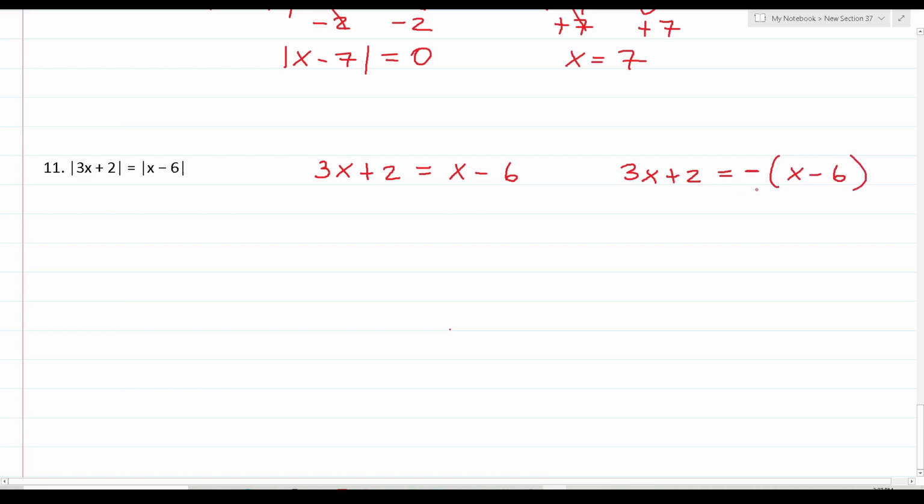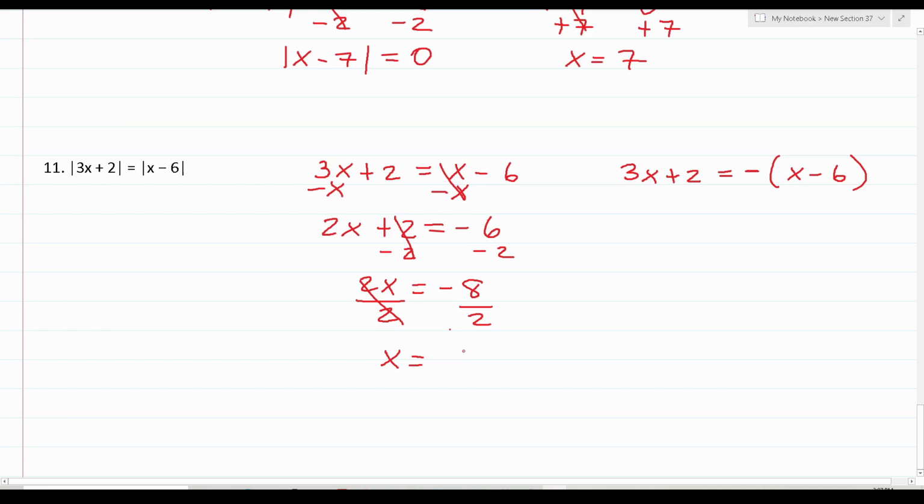All right, let's work these out accordingly. We have to solve for x over here. So the first thing I'm going to do is subtract x from both sides. This will cross out here, leaving us with negative 6 over here. And 3x minus x is 2x, plus 2 equaling negative 6. Now let's subtract 2 from both sides. This will cross out here, leaving you with 2x equals negative 6 minus 2, which is negative 8. Divide both sides by 2 now. This will cross out, leaving you with x equals negative 8 over 2, which is negative 4.